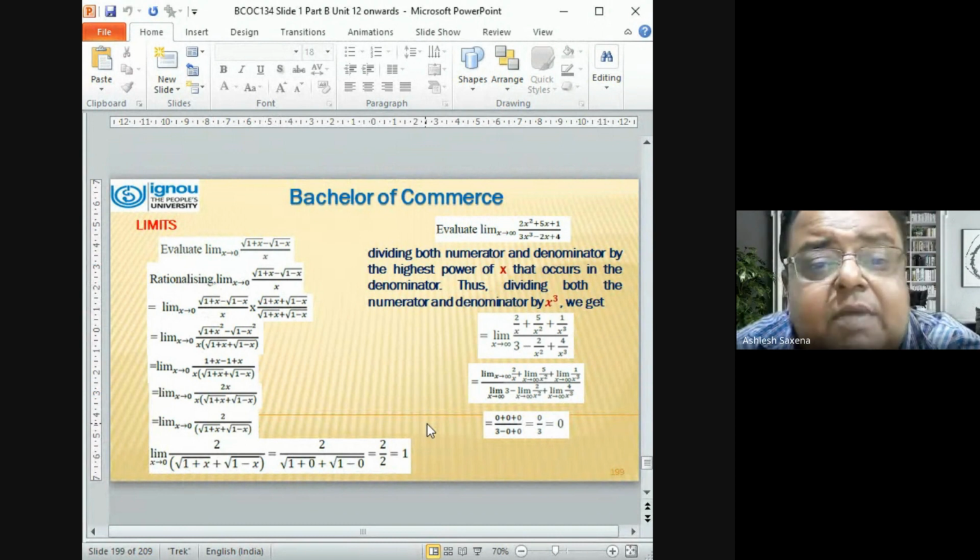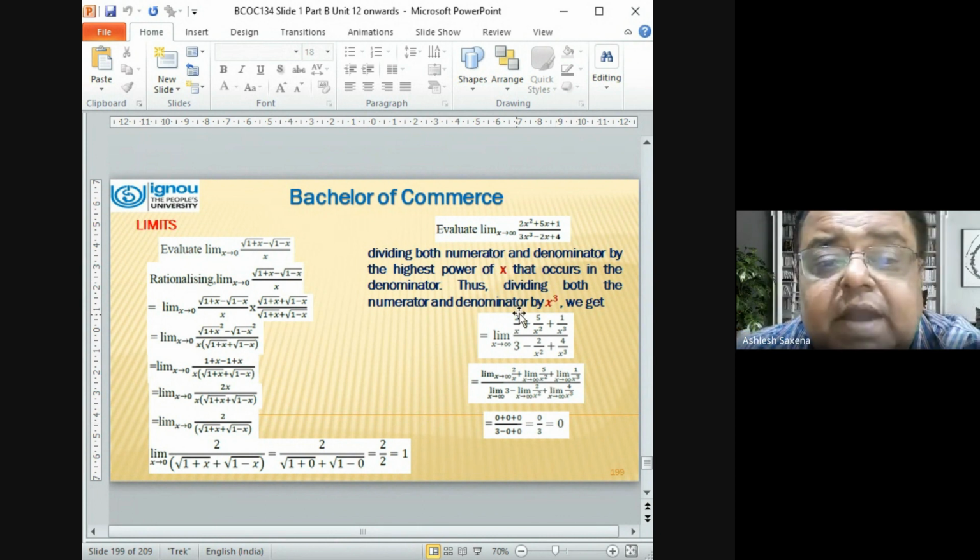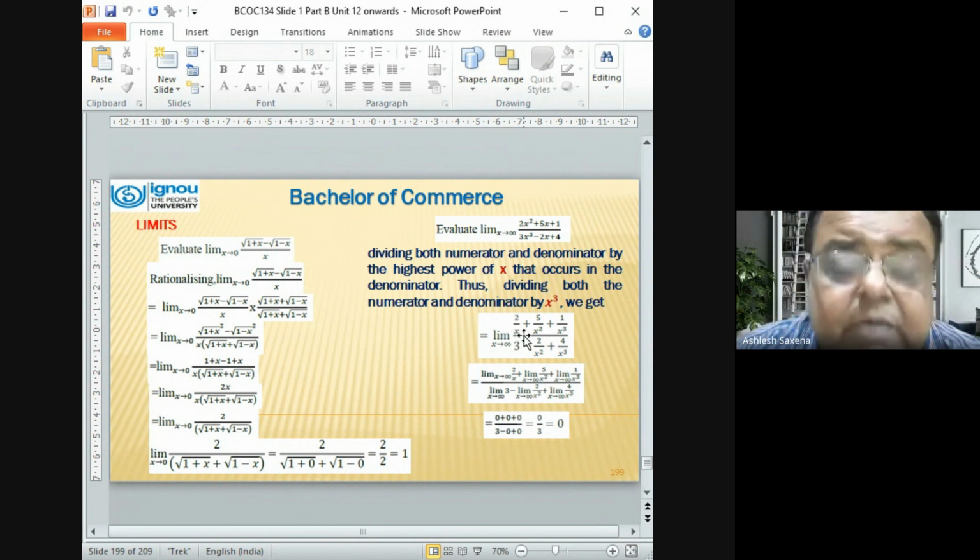On the right hand side, there is a problem where the limit as x tends to infinity. In these types of problems, you have to divide the numerator and denominator by the maximum power. Here the maximum power is 3, so you will be dividing the numerator and denominator by x power 3. After dividing, this will be generated, and when the limit is applied, everything will be 0, because your numerator will be 0 due to this reason. This is 2 by x.